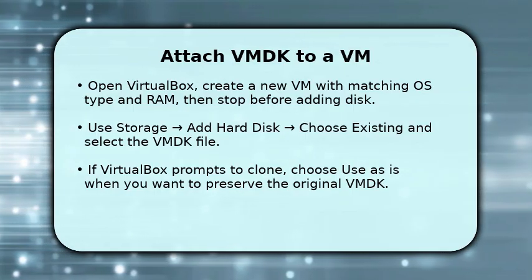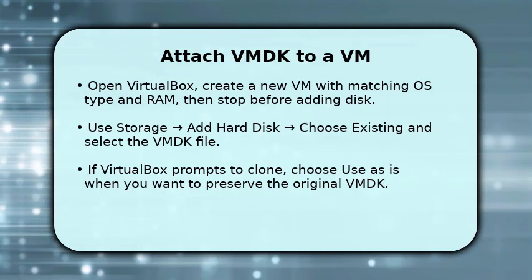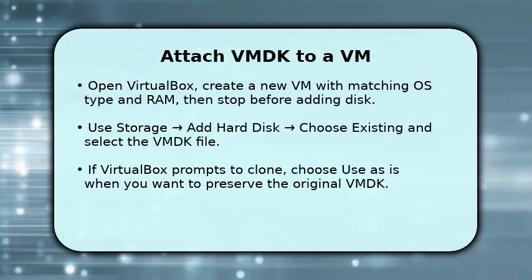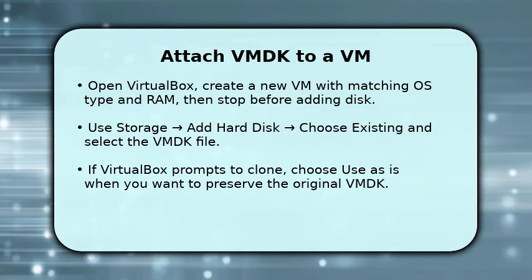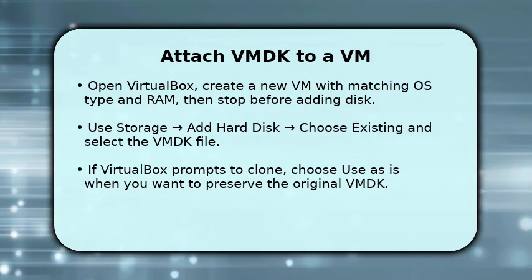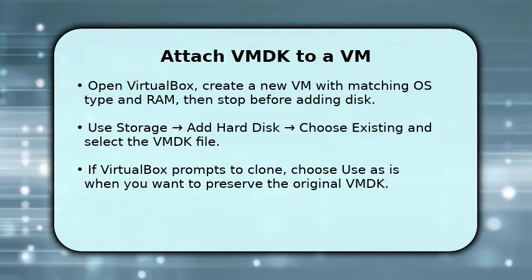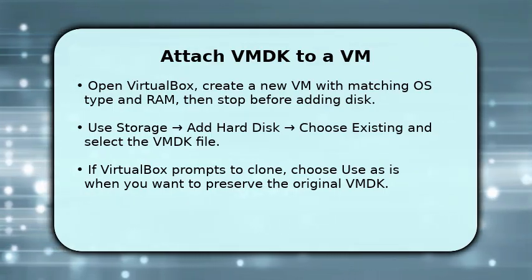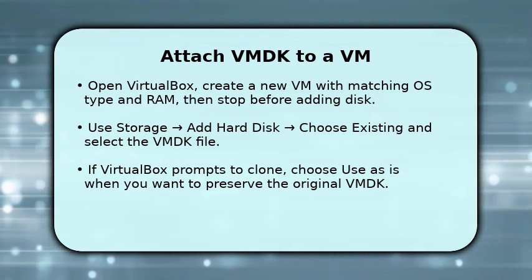In the VM settings, go to Storage, click the controller, and choose Add Hard Disk. Use Storage > Add Hard Disk, choose Existing, and select the VMDK file from the host path. If VirtualBox prompts to clone, choose Use As Is when you want to preserve the original VMDK. Cloning makes a new VDI copy, which changes storage requirements and may alter snapshots or linked clones.